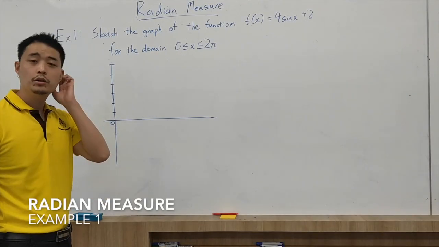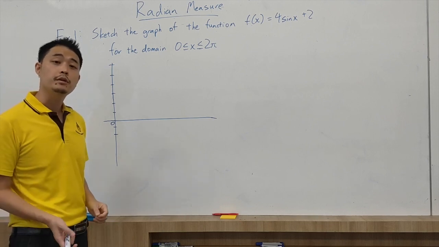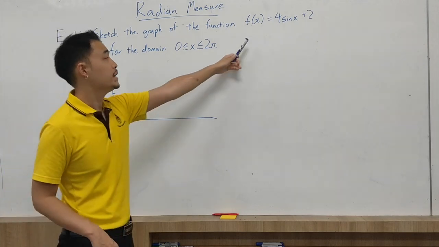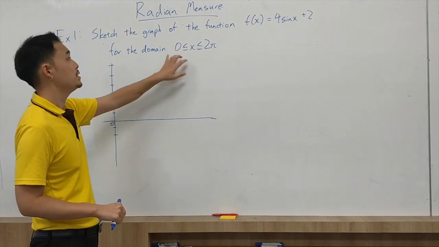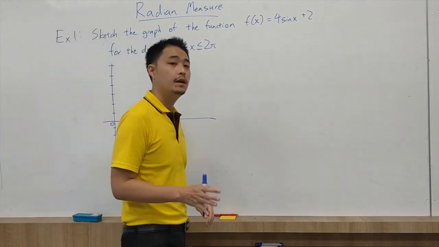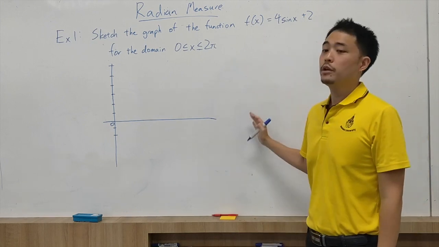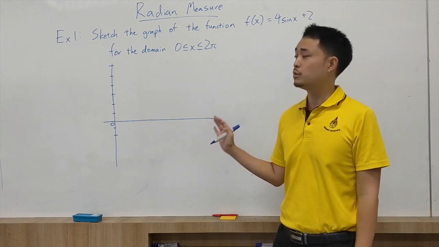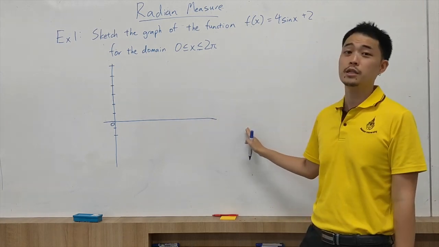Okay, so now let's take a look at an example problem. This is the first graphing problem you're going to be seeing with radians. Here we're going to be sketching the graph of the function f of x equals 4 sine x plus 2 for the domain 0 less than or equal to x less than or equal to 2 pi. This is, again, in radians. The only thing that's really going to change is the x-axis. When we've been graphing problems with degrees, the x-axis goes from 0 to 180 to 360 degrees.